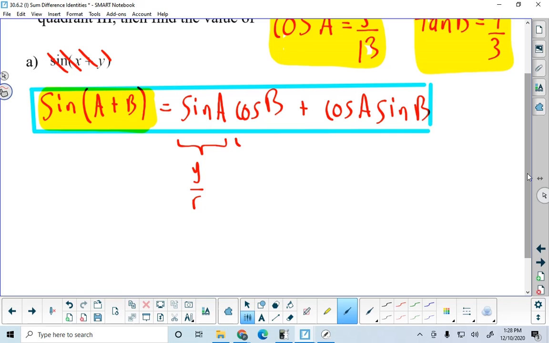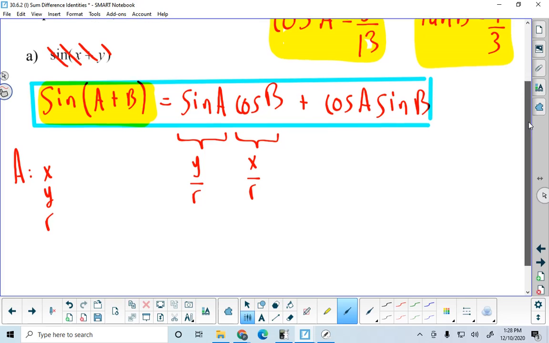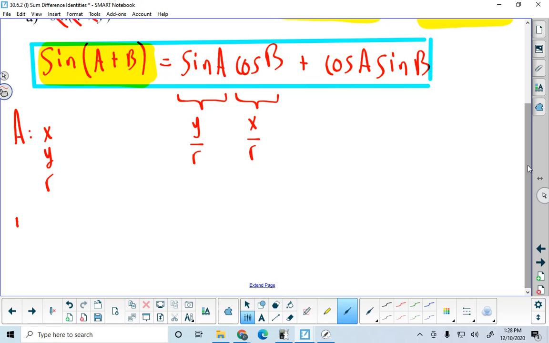Cosine is x over r, but here's the kicker, or as your English teacher would say, here's the rub. The r when we calculate sine of A is different than the r when we calculate cos of B, because angle A will have its own x, its own y, and its own r, and angle B will have its own x, its own y, and its own r. We're going to come back to that in just a second.